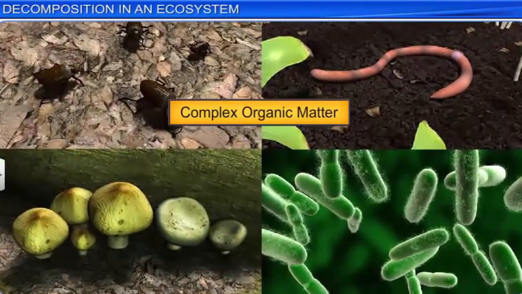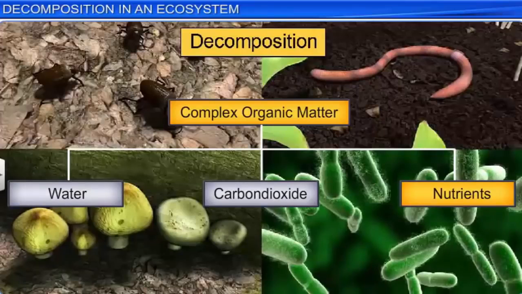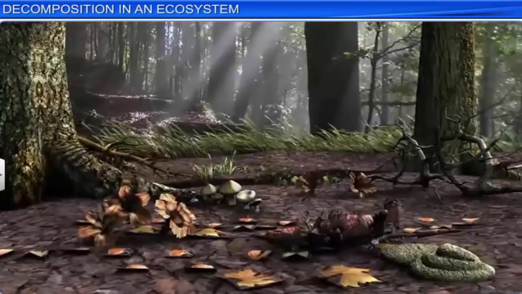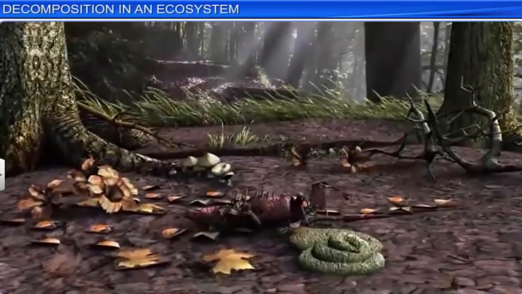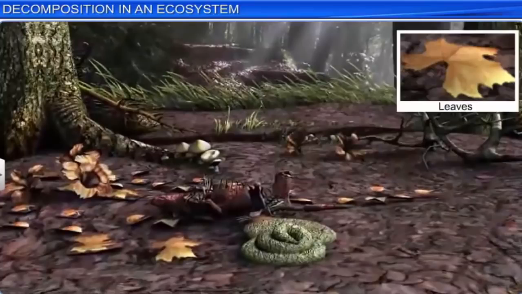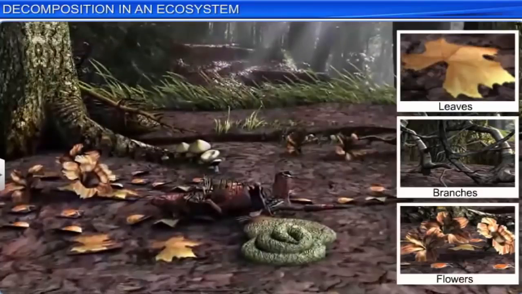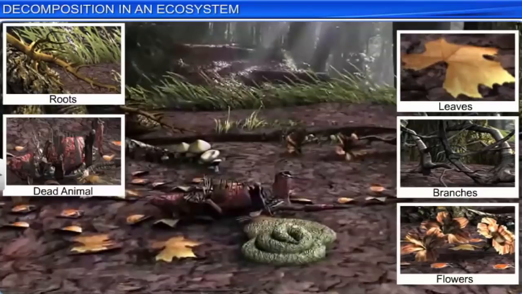They break down complex organic matter and convert it into simple inorganic substances like water, carbon dioxide, and nutrients. This natural process is known as decomposition. The raw material for decomposition is the detritus, which comprises dead and decaying plant remains such as leaves, branches, flowers, roots, and dead animal remains, including fecal matter.